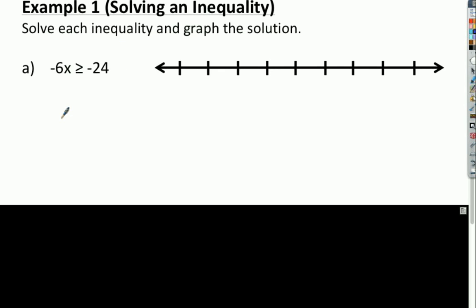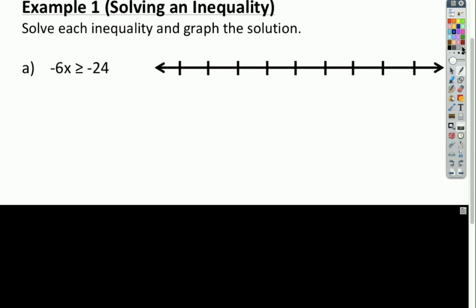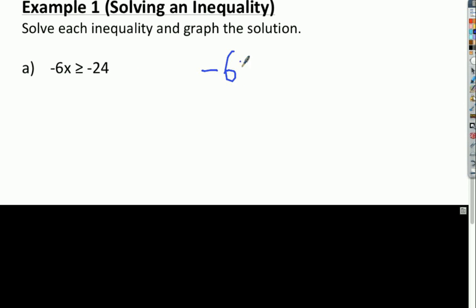So now let me take a quick side trip. Let's get rid of this for a moment so we can focus. And I'll bring that back in a second. Let's pretend that instead of it saying negative 6x is greater than or equal to negative 24, it says negative 6x is equal to negative 24. How do we solve that equation?